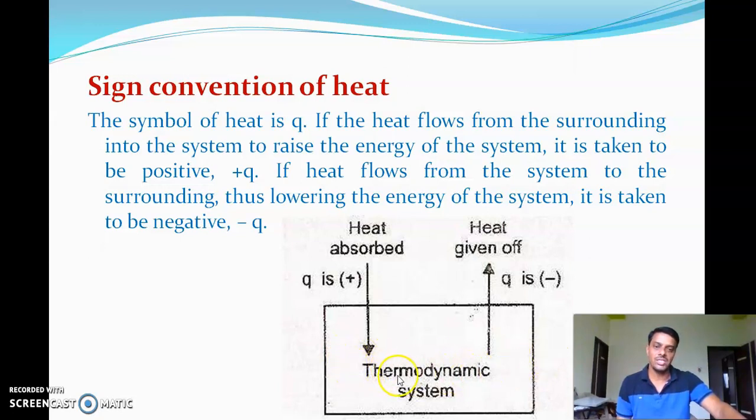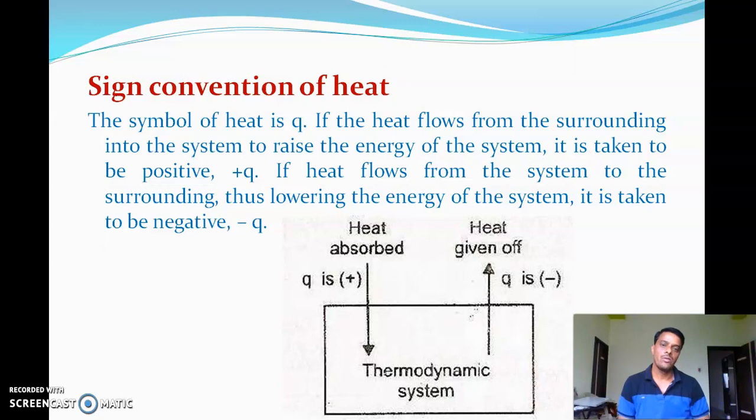During that change, if the system absorbs heat, as we know there are some reactions which proceed only after absorbing heat energy, or the heat energy is absorbed to push the chemical reaction to occur. In such reactions, heat is being absorbed, so the absorbed amount of heat is represented as plus Q. And sometimes there are certain reactions which evolve heat during the process. The amount of heat evolved during the process is taken as minus Q.